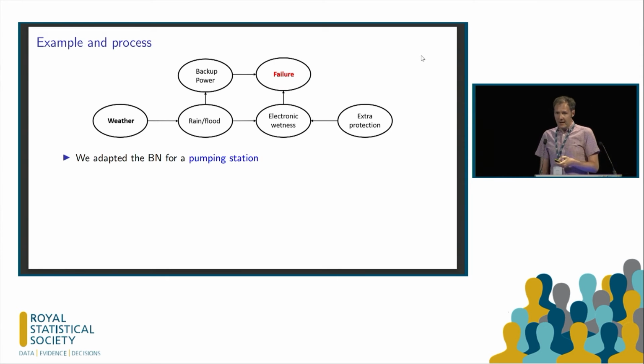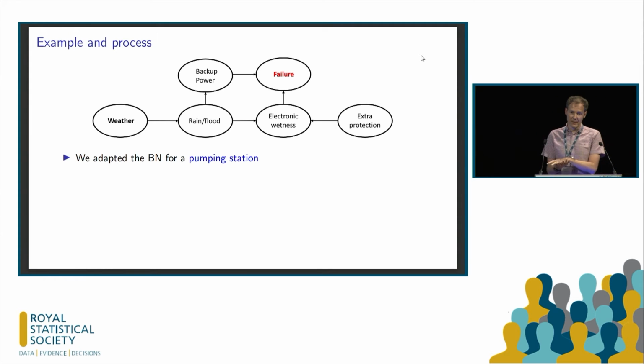And we had the generic Bayesian network, which I showed you. The specific Bayesian network, again, we had another set of structural elicitations with the engineers at Anglian Water. And it turned out that quite a lot of the sorts of things that were in the generic Bayesian network weren't applicable to this particular water pumping station. In particular, while they could add some extra protection, they weren't going to, for example, build a temporary flood barrier at this water pumping station.